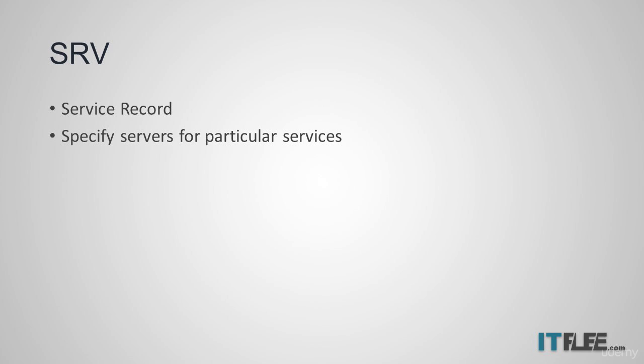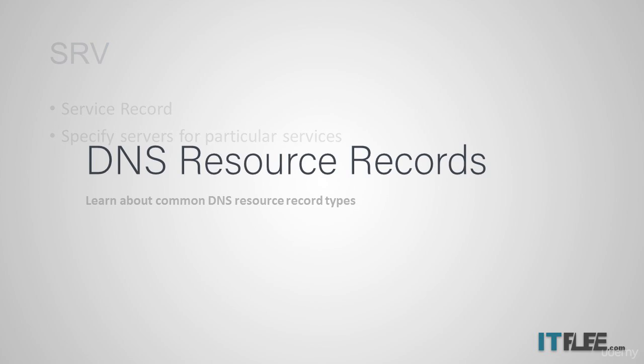For example, if you're running a web server on your domain, you could create an SRV resource record and specify the FQDN and the port of the server so it would be easily accessible to anyone who queried your DNS server. Alright, that's the last resource record type that we need to cover.